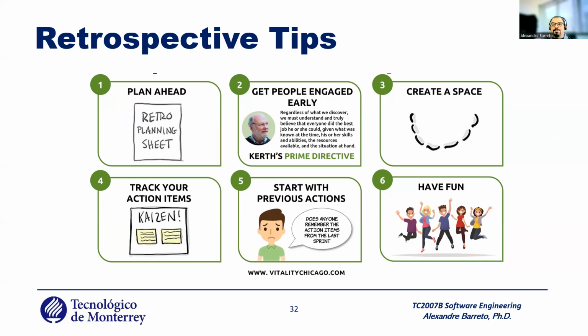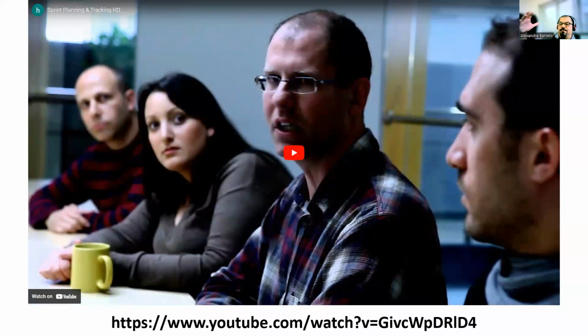Create a space. A lot of Scrum Masters prepare some dynamics, meals, sometimes Uber Eats food for the people, and make games to keep the environment relaxed. Track your action items. It's very important. If you define a task, the first thing you need to do is revisit it and see what you need to stop doing. Start with the previous actions, okay, and have fun. Here you have a big example, the big picture of the whole process. Okay. First question.